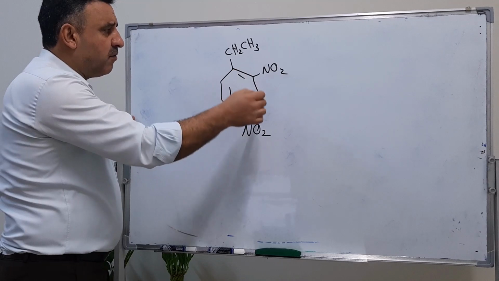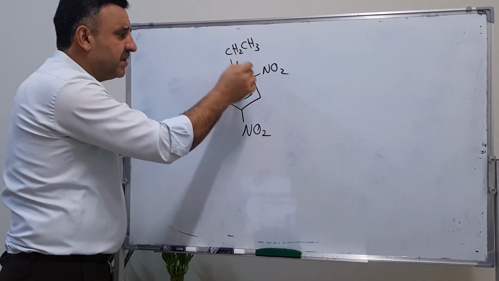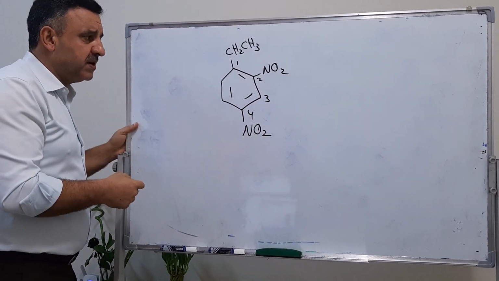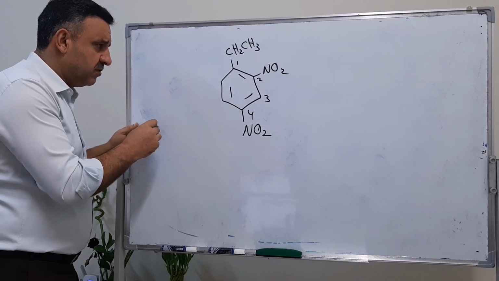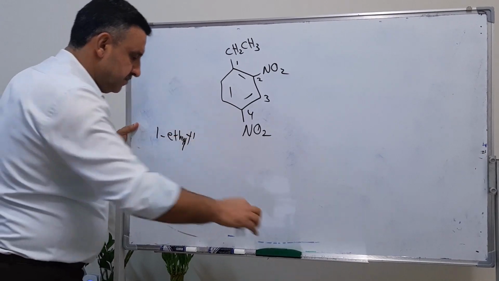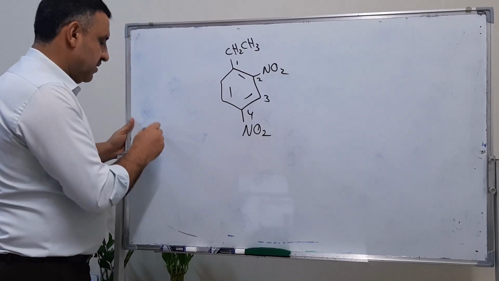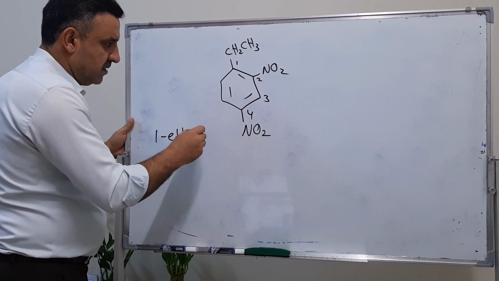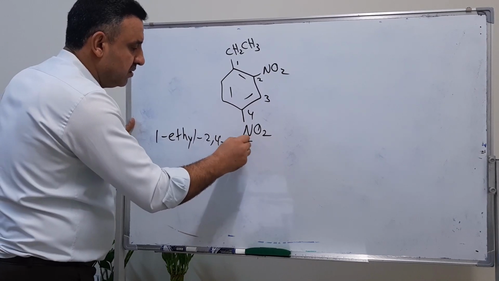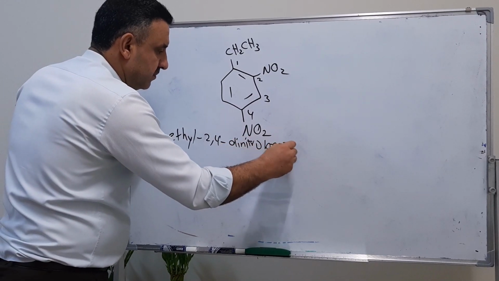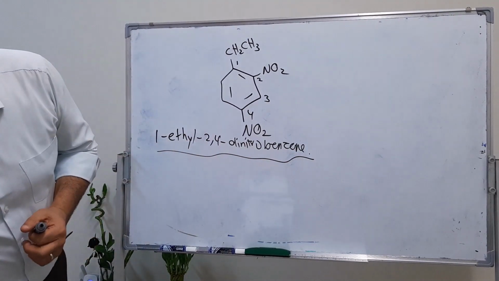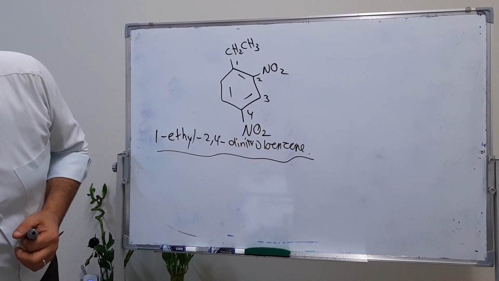Which means the lowest group of numbers here, we must start from here, 1, 2, 3, 4. There is no lower set of numbers compared to this group of numbers. So it will be 1 ethyl, then 2 and 4, 2,4-dinitrobenzene. Do you follow me? It's actually straightforward for the IUPAC nomenclature. There shouldn't be any ambiguity in the numbering.